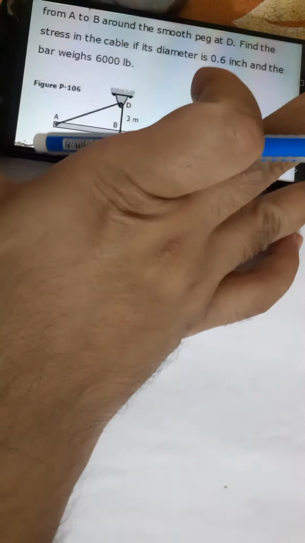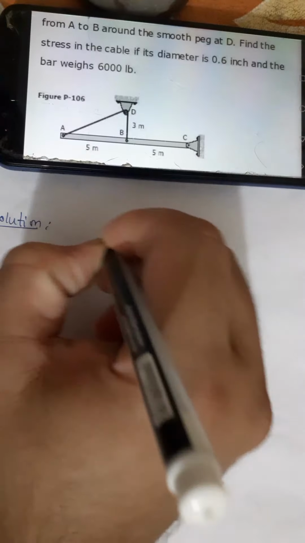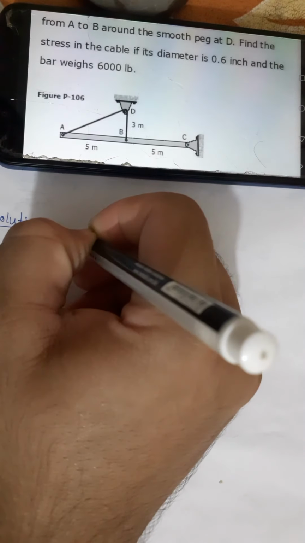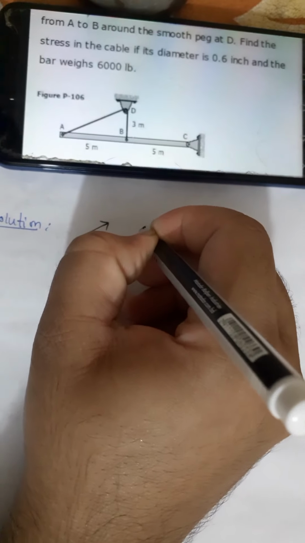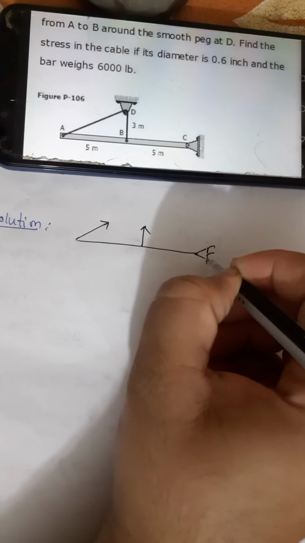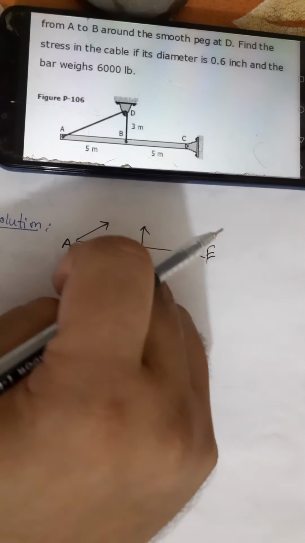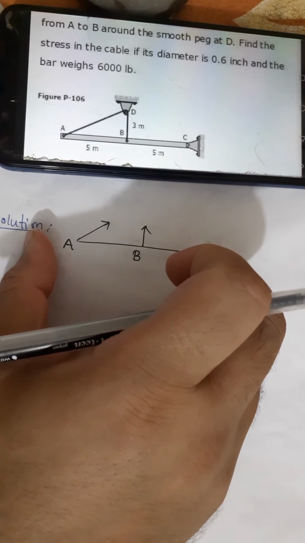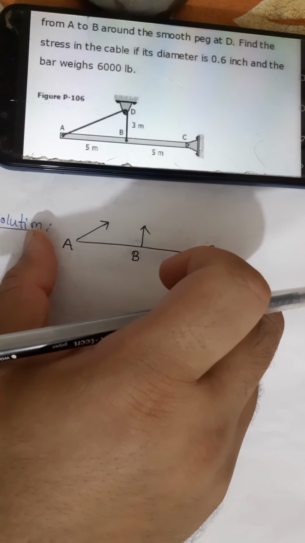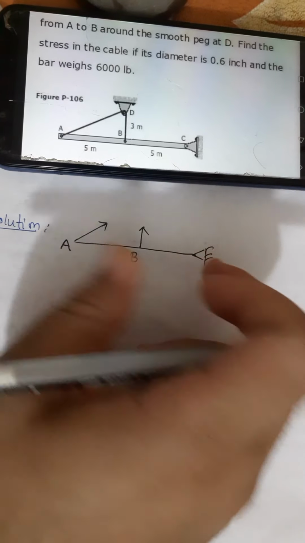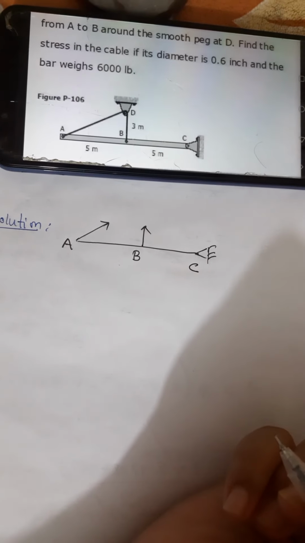To solve this problem, we initially draw a free body diagram. The free body diagram of this bar ABC will be like this. And at point A and point B, the cable is connected. If we draw the free body diagram of bar ABC, then D point will not be required, and this is C point. There is a hinge support.